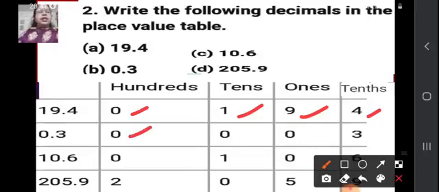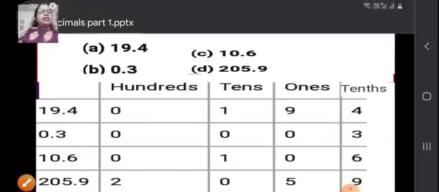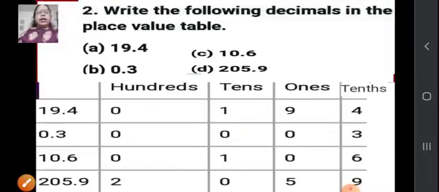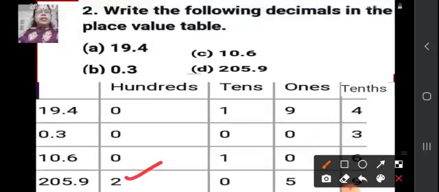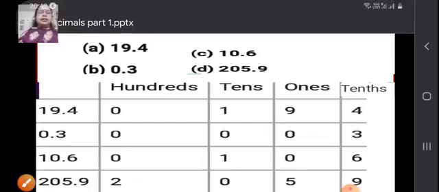0 in hundreds place, tens place also 0, ones place also 0. In tenths we have 3 tenths. Then 10.6, hundreds place 0, 1 ten, 0 ones and 6 tenths. Similarly, 205.9, 2 hundreds, 0 tens, 5 ones and 9 tenths.